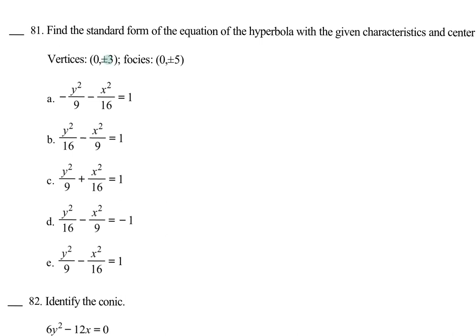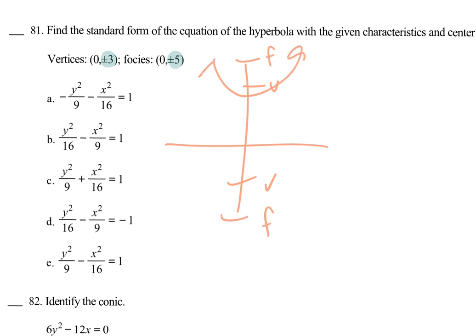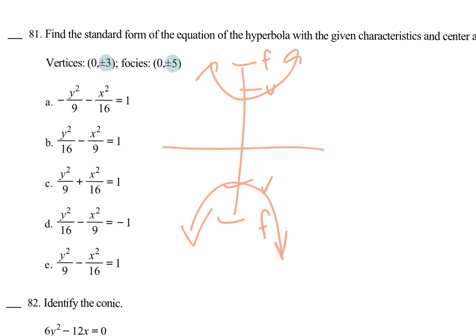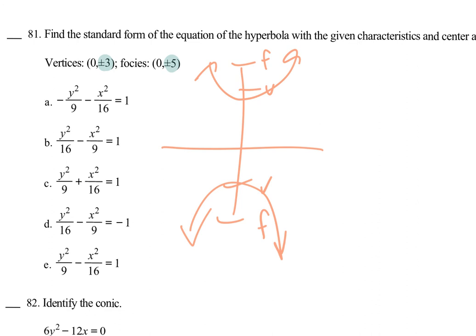Both the vertices and the foci, the y is being changed, right? If the y is being changed, that means it's going up and down along the vertices and the foci, which means it would have to be vertical. If it's vertical, then the y comes first. If you look at your answer choices, the y's all come first.